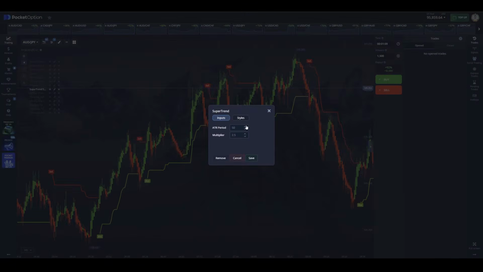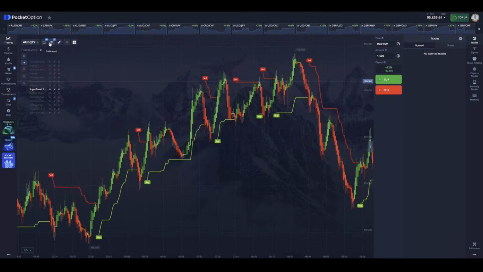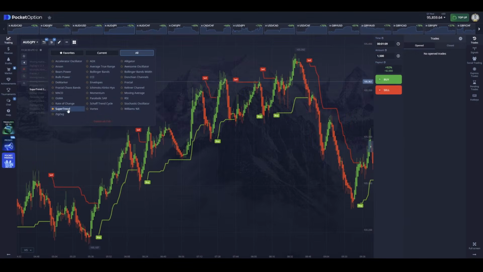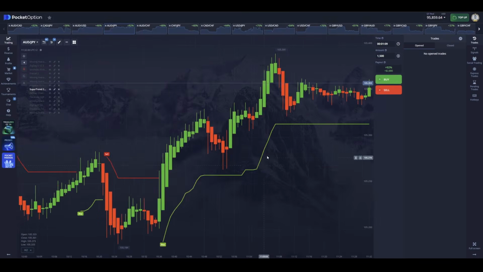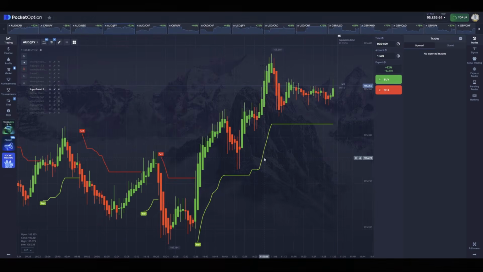But in general, I recommend using the following settings for more comfortable trading and better entry points. A period of 20 and a multiplier of 2.5. You can add this indicator right here. Just click on Supertrend and it will be added for you. So go ahead and use it. You can use it to identify the trend and accordingly trade with the trend. That will definitely be much safer.